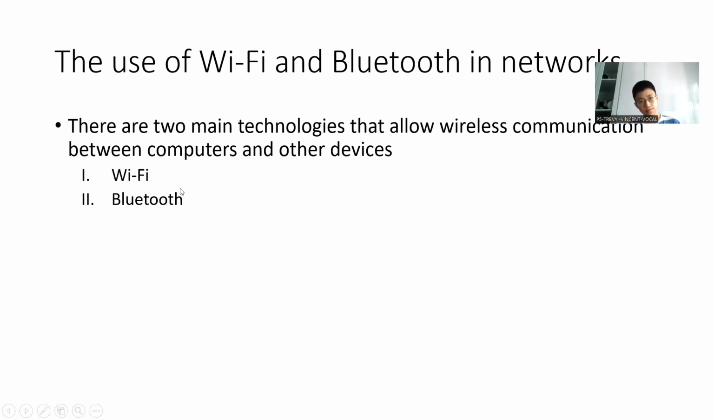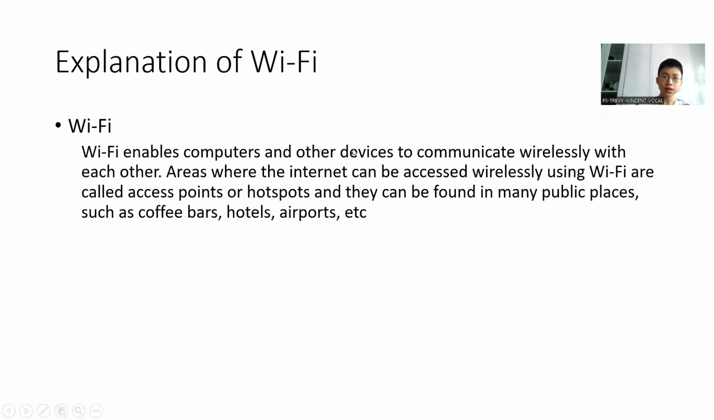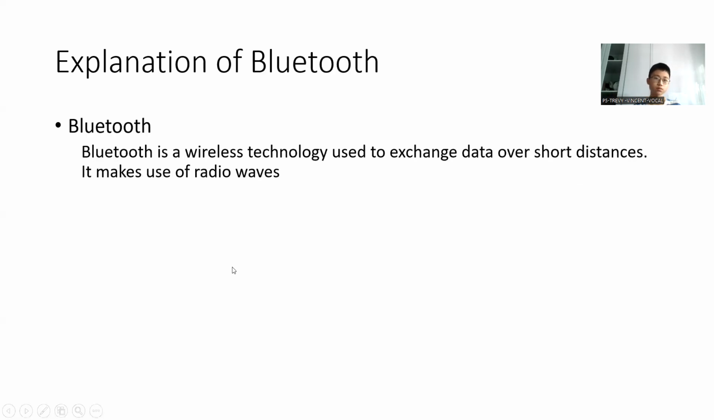Now, Wi-Fi and Bluetooth. Wi-Fi and Bluetooth are two main technologies that allow wireless communication between computers and other devices. The explanation of Wi-Fi. Wi-Fi enables computers and other devices to communicate wirelessly with each other. Areas of the internet that can be accessed wirelessly using Wi-Fi are called access points or hotspots, and they can be found in public places like coffee bars, hotels, airports, and many more.